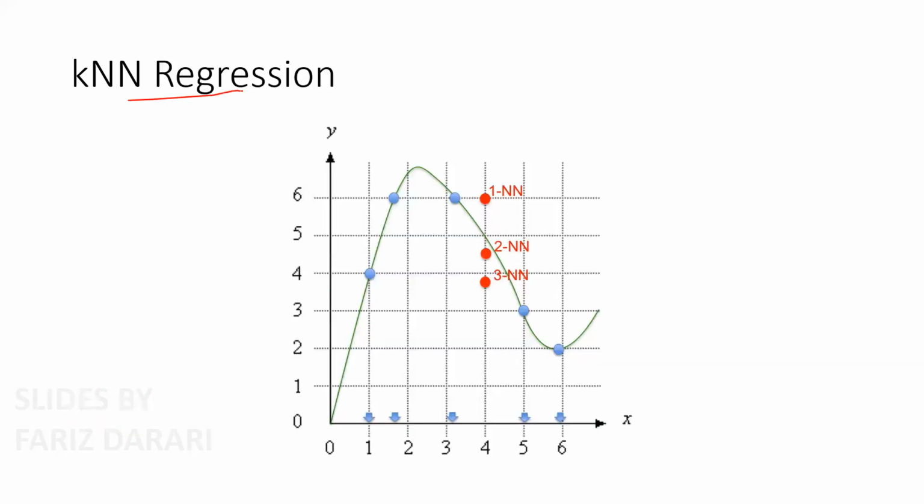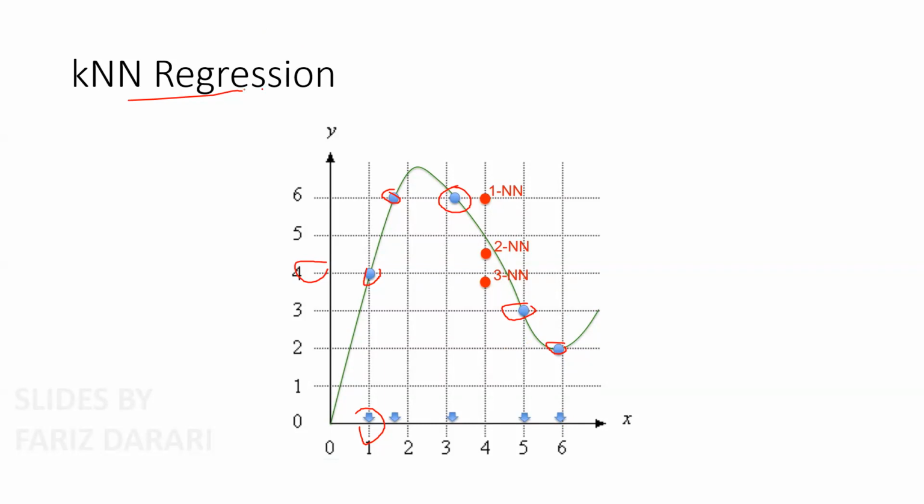Okay, so another question is how we can do kNN for regression, right? So here's the data point. When x is 1, the output is 4. When x is here, the output is 6. When x is this, the output is 6. When x is around 5, the output is 3. When x is 6, the output is around 2. So there are our data points.